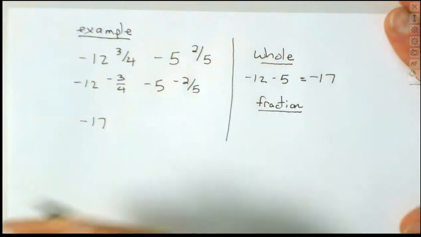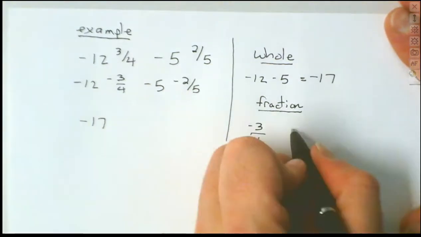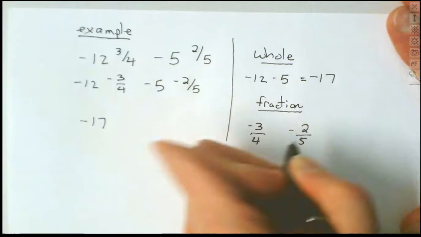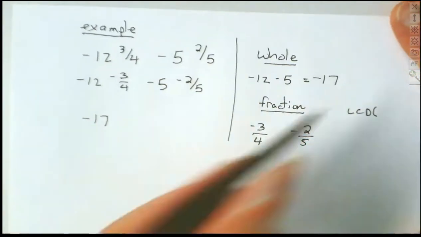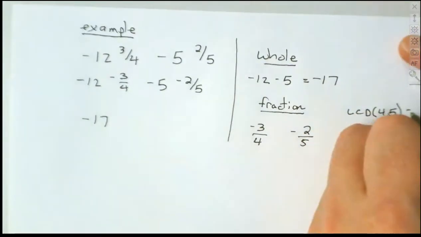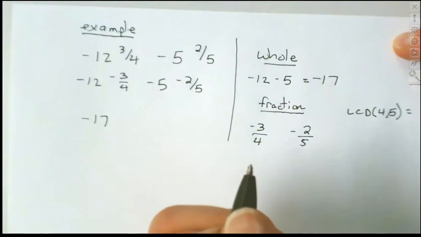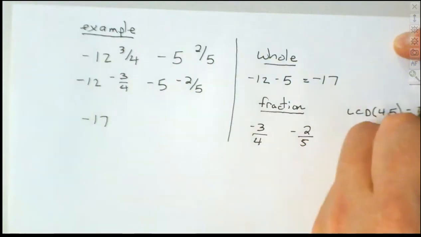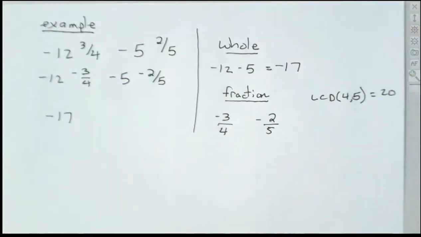These are both negative, so they can also be added together. We need our common denominator. And the least common denominator of 5 and 4, well, that least common denominator here is going to be 20, isn't it? So that takes care of that piece.